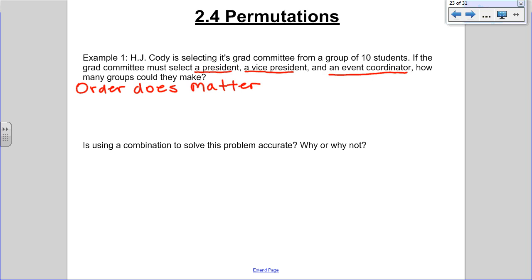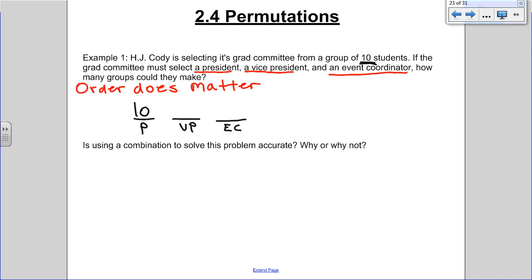And that's still going to work in this situation. So if I want to do this, I would say there's 3 spots to be taken. President, vice president, event coordinator. There's 3 spots that you need to claim. How many people could I put in the first spot? 10. Because there's 10 people that I could choose from for that president spot. So I put 10 in there.